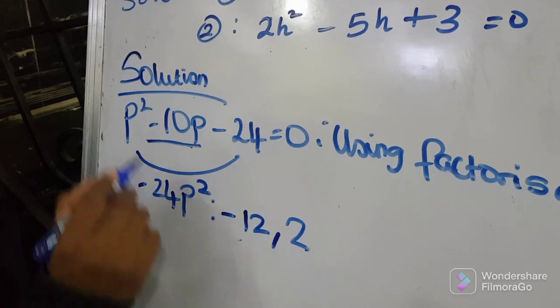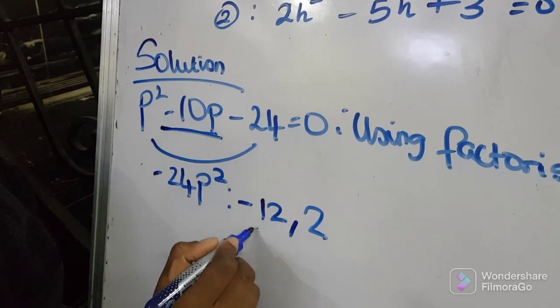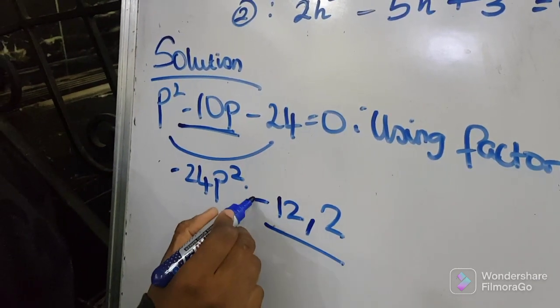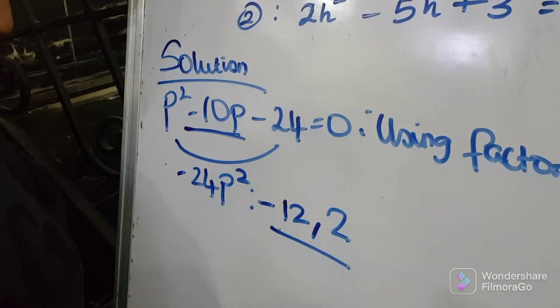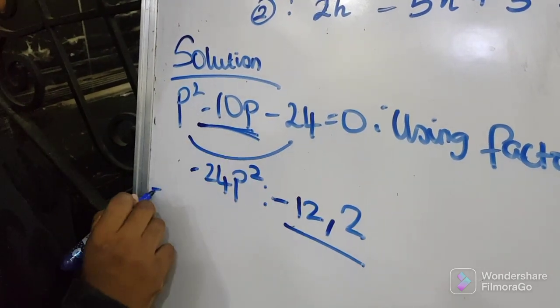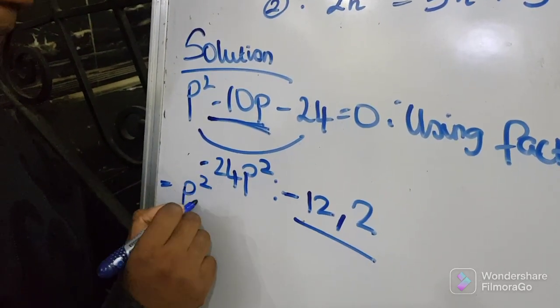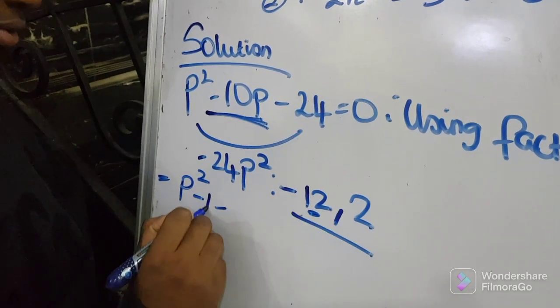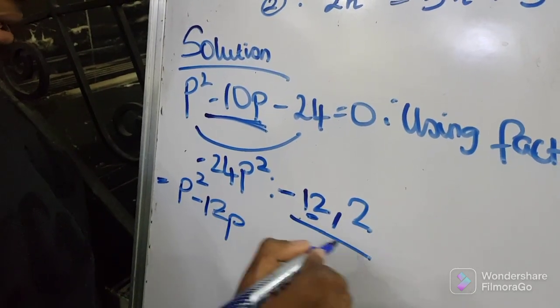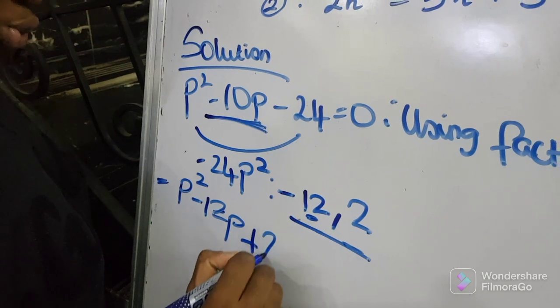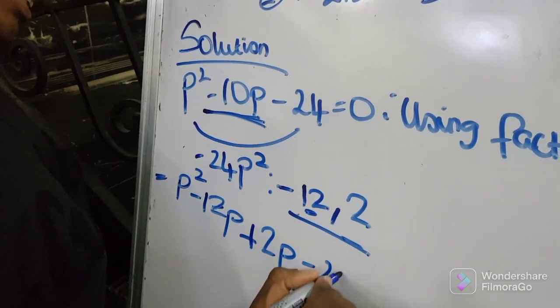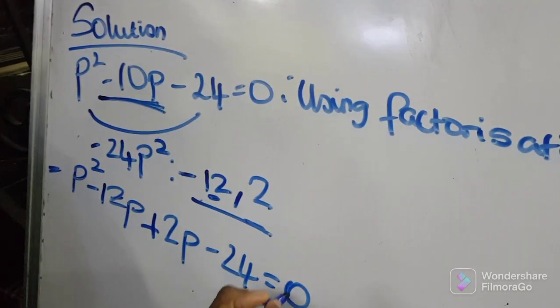Instead of writing this minus 10p, you replace it with these two numbers, because when you subtract them, they still give you minus 10. So it will be equal to p squared minus 12p plus 2p minus 24 equals to 0.